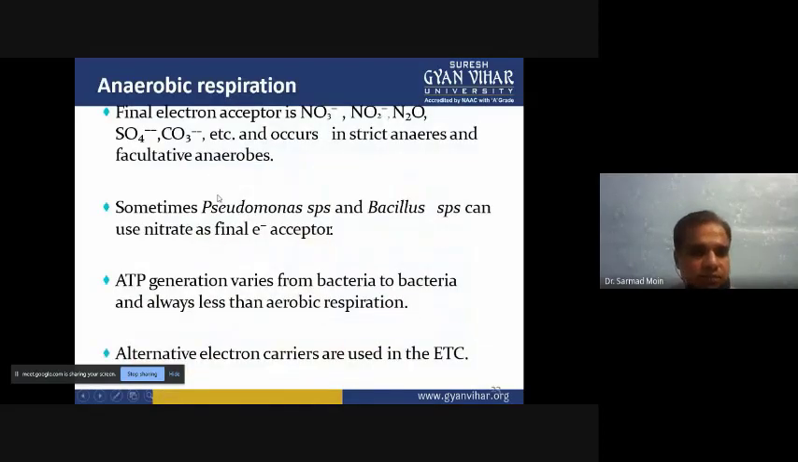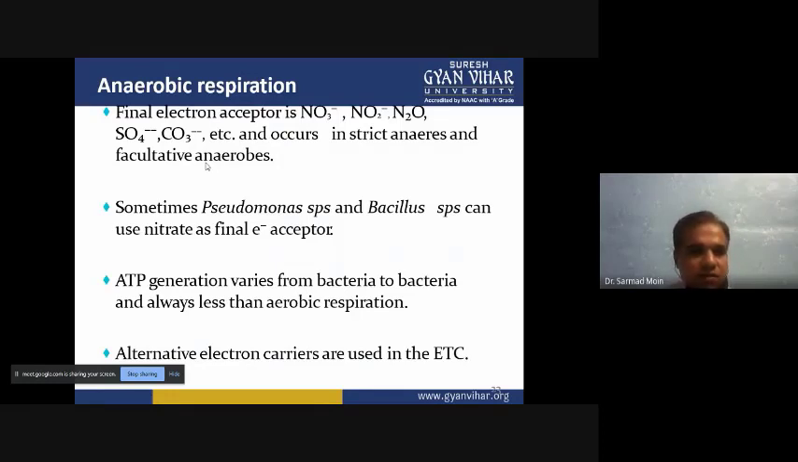Anaerobic respiration. In anaerobic respiration, the final electron acceptor is not oxygen. We already discussed that in aerobic respiration the final electron acceptor is oxygen. But in anaerobic respiration, the final electron acceptor is NO3, nitrate, nitrite, N2O, sulfate, and carbonate, and it occurs in strict anaerobes and facultative anaerobes only.